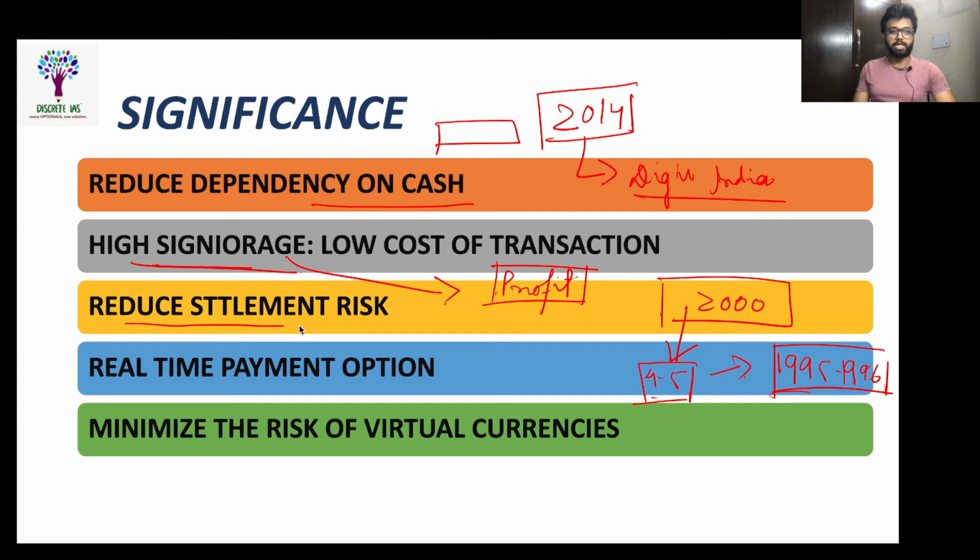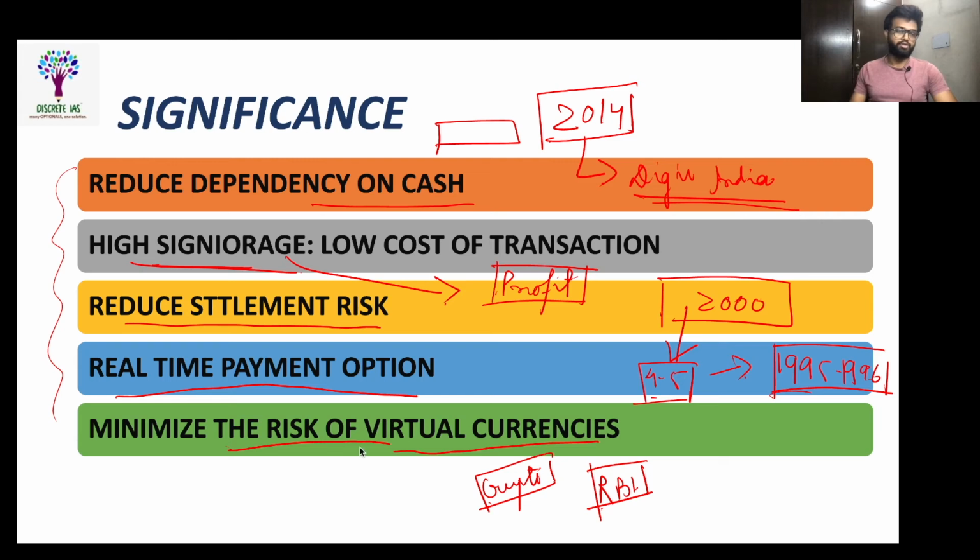Apart from that, reduced settlement risk. Then this can be used for real-time payment options. And a few years ago, cryptocurrency was a gray area for every government. But if the central bank is regulating cryptocurrency or any currency based on blockchain technology, then this can minimize the risk of virtual currencies, because the RBI is regulating these currencies. So these are the significances: to promote the Digital India program, to reduce the risk of virtual currencies, to have a real-time payment option, and high seigniorage for the government or the central bank.